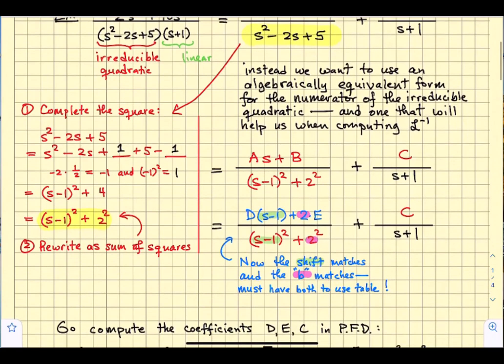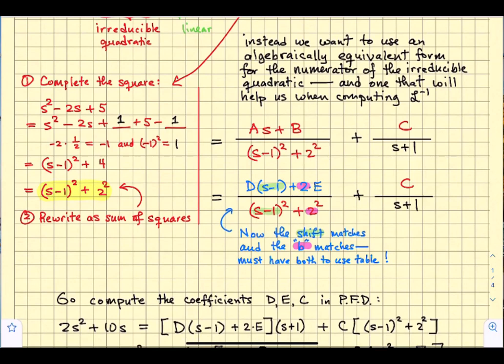And now we're going to do something that might feel a little bit more strange. Remember, we're going to take our numerator, our yet to be determined As + B, and we're going to look for something of the form D times (s - 1) plus 2 times E. I'm going to use different letters, since we've already used the letters A and B, and we've used the letter C. I want to generate a new form for this, and I'm going to use D(s - 1) + 2E. And what's the idea here?